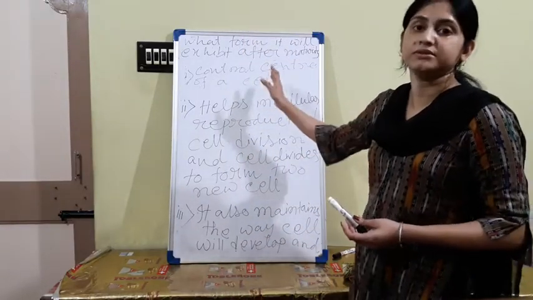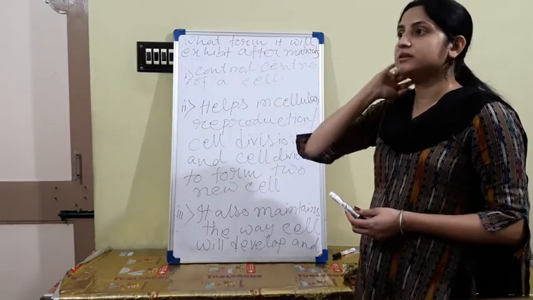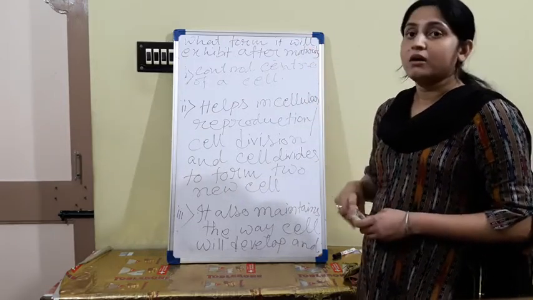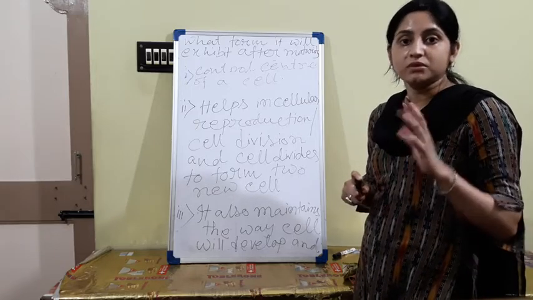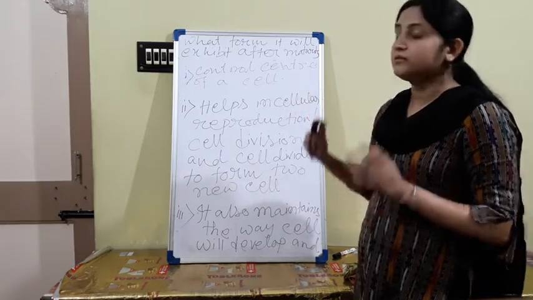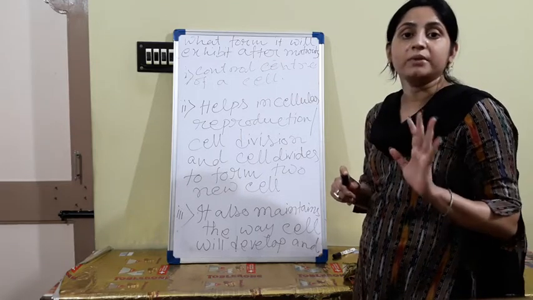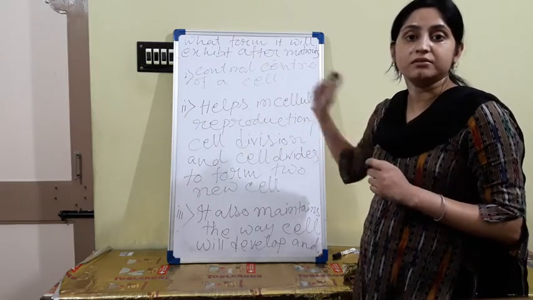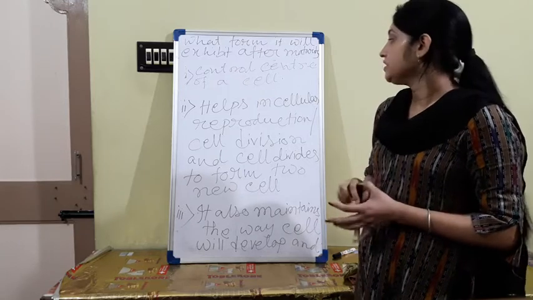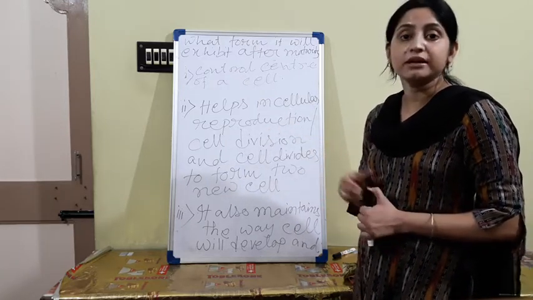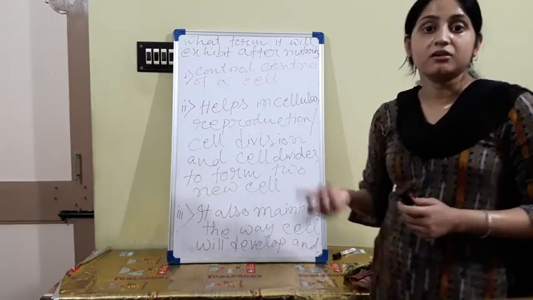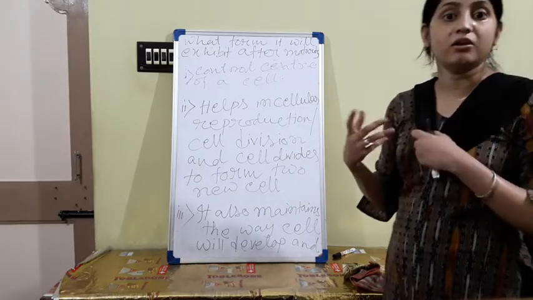First one, control center of the cell. Control center of the cell means it performs and helps the other organelles also perform their function. Without the nucleus, the cell cannot perform anything. That is the brain of the cell, the control center of the cell. Next one, helps in cellular reproduction or cell division. You know that cells divide. If cells do not divide, we cannot grow. The new cells will not be formed.